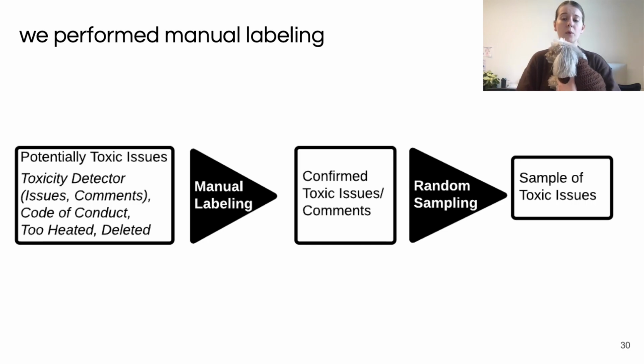Now, once we had our sample of confirmed toxic issues, we randomly selected 20 from each detection method, yielding a diverse random sample of 100 confirmed toxic open source issues. Now, it's important to note that while our sample was diverse, it was not necessarily representative of all open source toxicity, and there is more discussion on that in the threats to validity section of our paper.